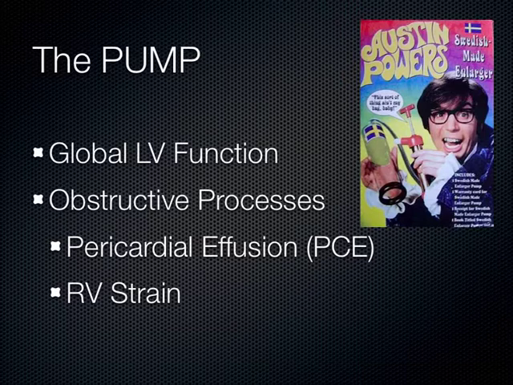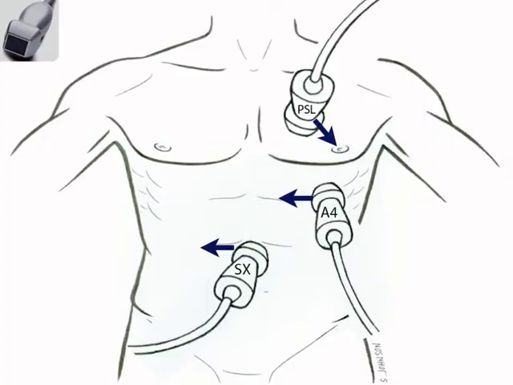And now you'll always remember the Austin Powers movie when it comes to evaluating somebody in shock. It's an evaluation of the global LV function, and also for any obstructive processes that could be going on, specifically a pericardial effusion or pericardial tamponade, and RV strain in the setting of pulmonary embolism. Recall that the three places you place the probe to evaluate the pump are the parasternal long, the apical four-chamber, and the subxiphoid.